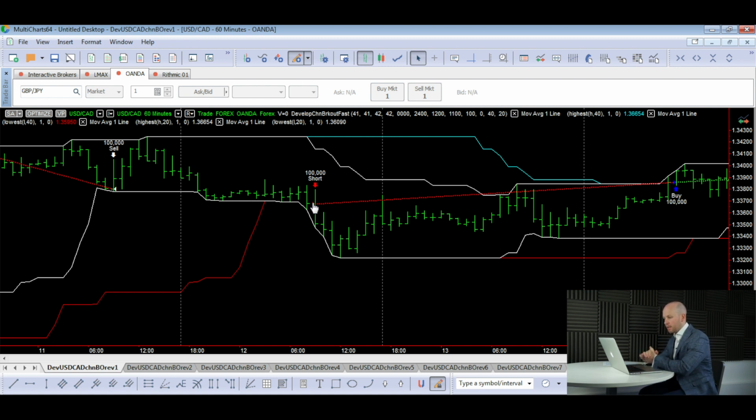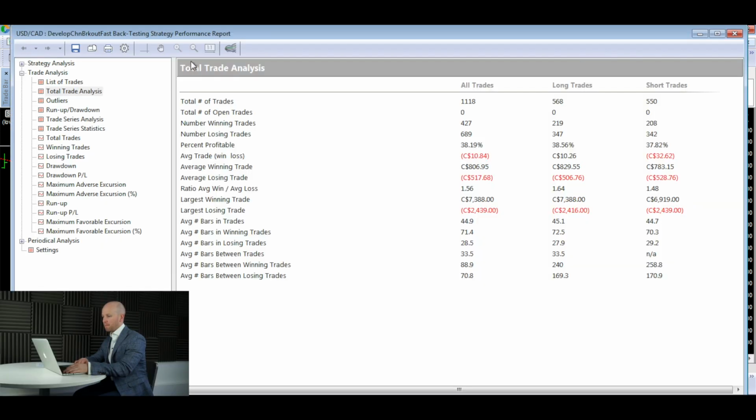Now, in the modified strategy, we're doing the opposite. So if we get a breakout and we get a close above the previous bar of the upper channel, we don't buy, we short sell. And of course, if we got this one here, where it's a close below the lower Donchian channel, we would actually buy. So just flipping the rules around. So let's look at the performance report.